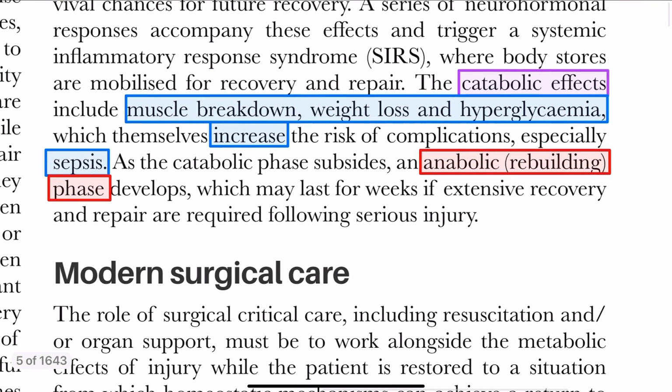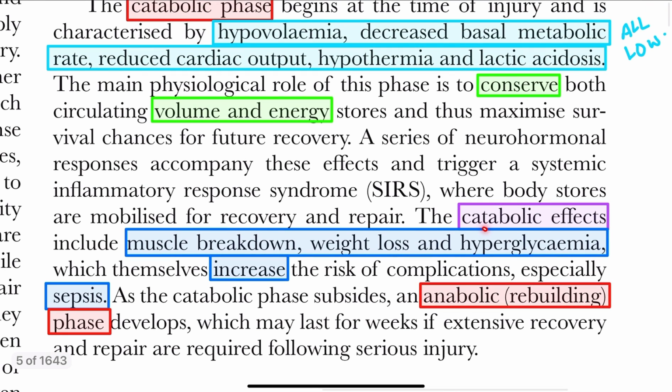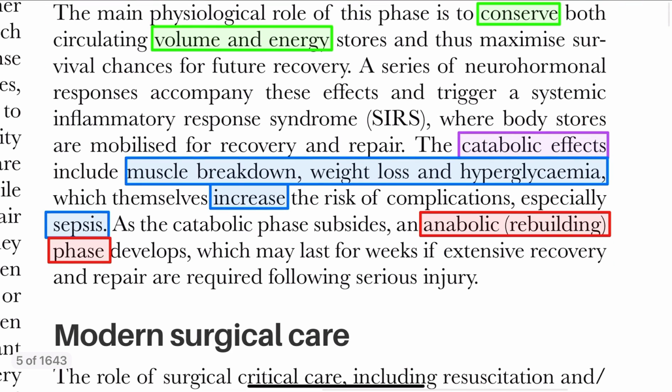So what is the catabolic effect on the body? Muscle breakdown, weight loss and hyperglycemia. Remember, the only thing that increases is hyperglycemia, hyper, not hypo. This is important. And with this there is an increased risk of sepsis. The anabolic phase is also known as the rebuilding phase.